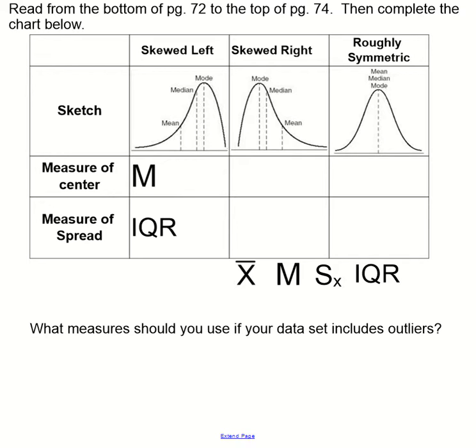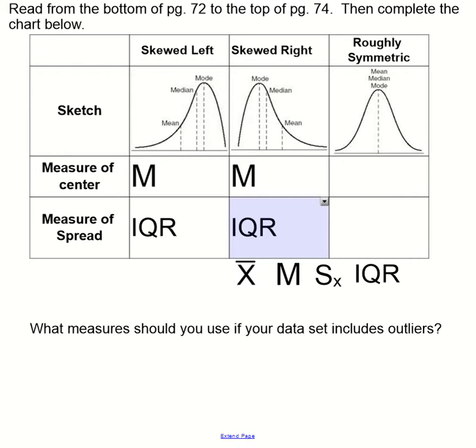That mean is being affected, so we use our median instead. And for our measure of spread, the range and the standard deviation are being affected as well, so we stick with the IQR. So when you have a skewed distribution, the things that are not affected are your median and your IQR, and so we use those to measure the center and spread.